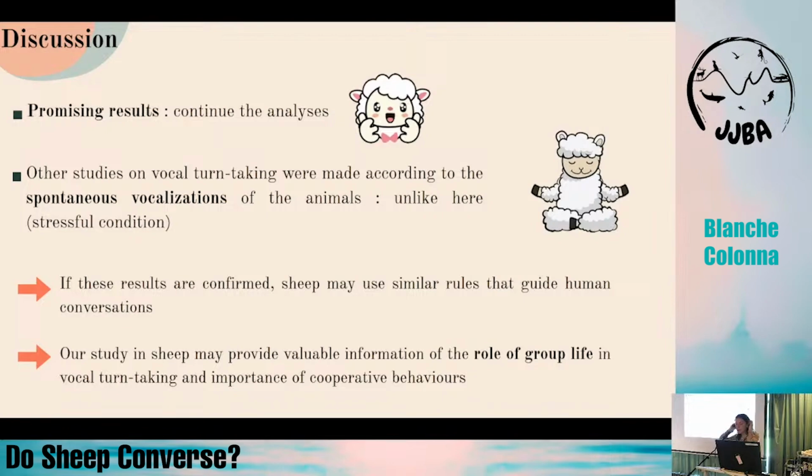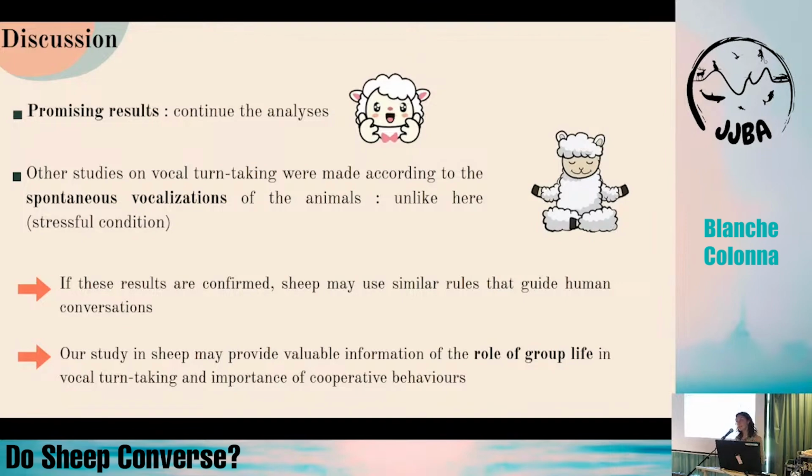The major limit of this study is that we used a stressful condition. And when I talked earlier about the bonobos and the chimpanzees, the studies were based on spontaneous vocal production from the animals. So the stressful condition here is justified due to the fact that sheep don't vocalize much, whereas they do in a context of isolation, danger, mother-lamb relationship, or if the food is delayed. And so it's really interesting to do these experiments, but with the spontaneous calls of the sheep.